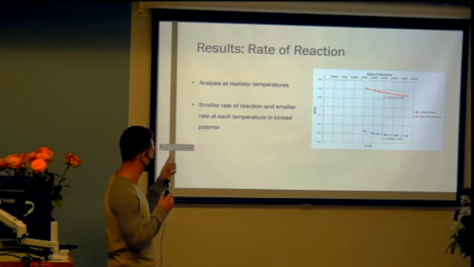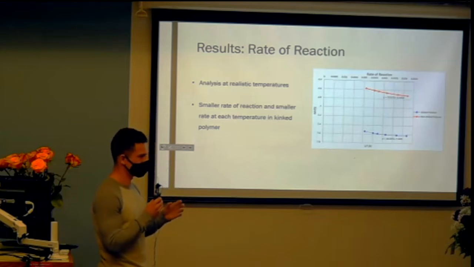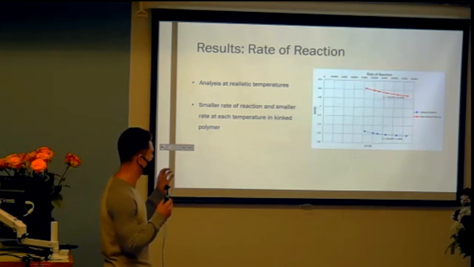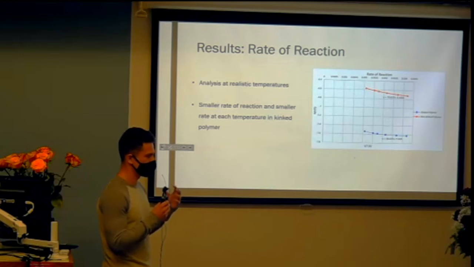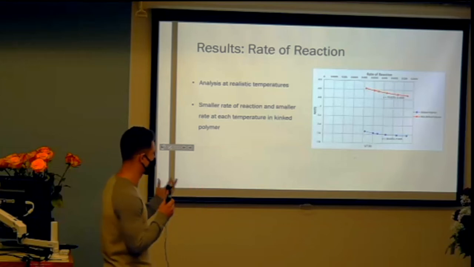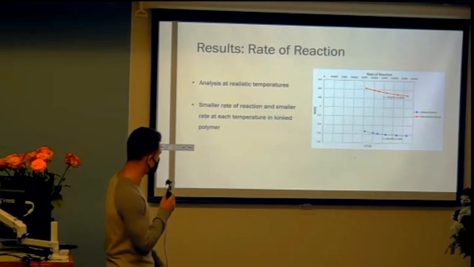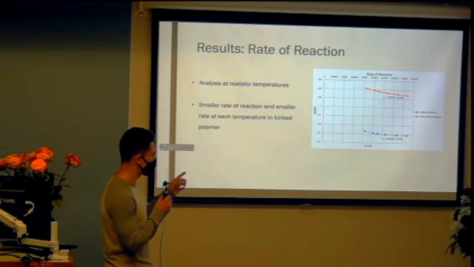So analysis at realistic temperatures was very important because at a higher momentum, we have temperatures that are just completely unrealistic. And so taking a group of 6 points that have a realistic temperature between negative 50 degrees Celsius and 100 degrees Celsius, we plot them on this graph with the rate of reaction and then the inverse temperature. And so you see that the kinked polymer at each individual temperature has a smaller rate of reaction individually.